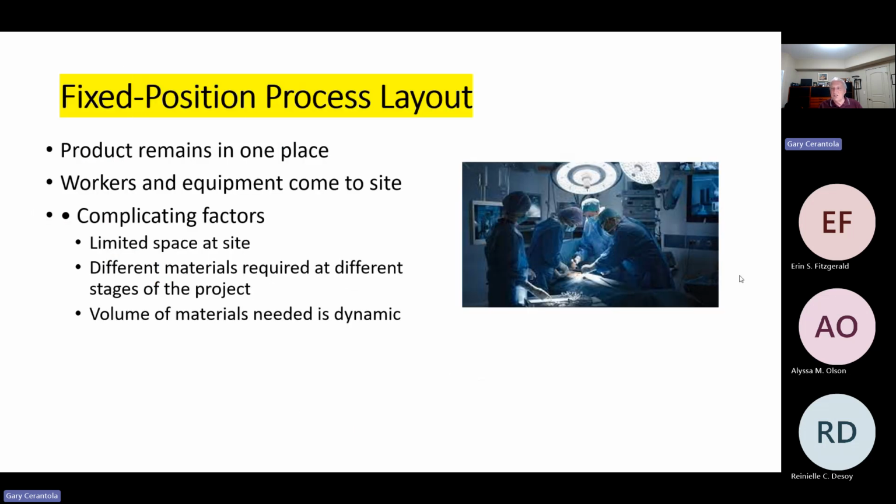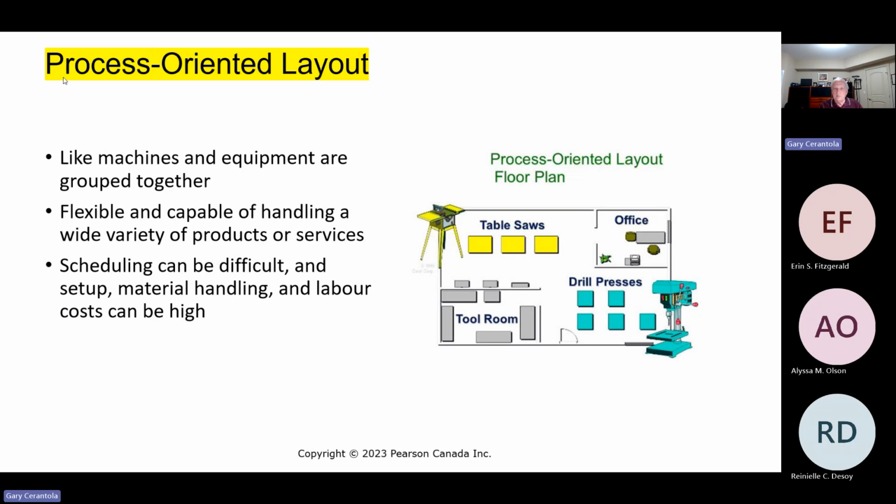So the fixed position. Here's one patient with a many variety of steps that have to be done. The product remains in one place. Workers and equipment come to the site, and then you're limited by space at the site. You've got different materials, different volume materials needed. It's dynamic. So that's a fixed position process layout. A process-oriented layout, I talked about that a little bit. So here's one for a carpentry shop. You'll actually go from sawing things, to the drill presses, to the tool room to do the final assembly.